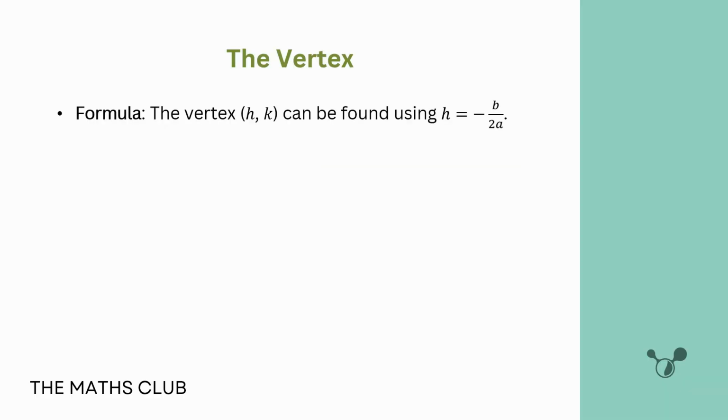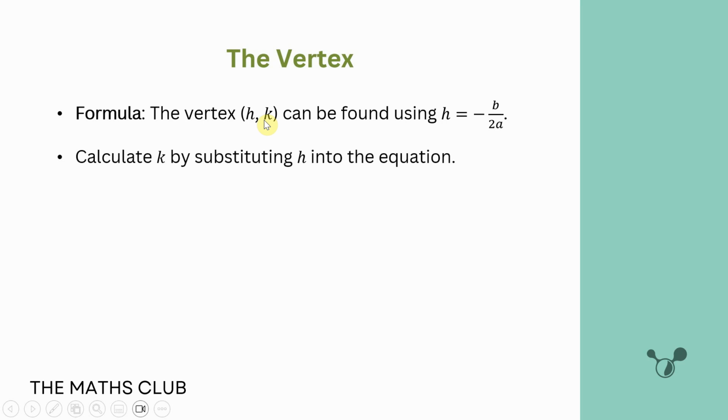So to find the vertex, which is the point h, k, you can find the h, which is like the x-axis, using the formula minus b over 2a. Once you have the x value, which is this h, you can now find the k, which is the y value, right? So you can find the y value by substituting the x value, which is h in this case, into your equation. We're going to see all of this in action. So let's see an example.